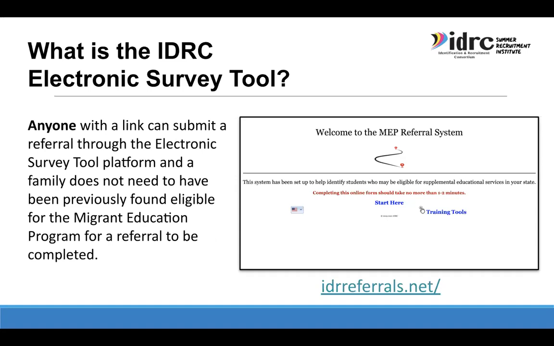So a family does not need to have been previously found eligible for the migrant education program for a referral to be completed. A family can even submit a referral about themselves when they've moved. And so M6 is a terrific tool to use for families that are moving from state to state. And the electronic survey tool that IDRC's created can be used to help with those interstate moves or to get referrals from within your community.